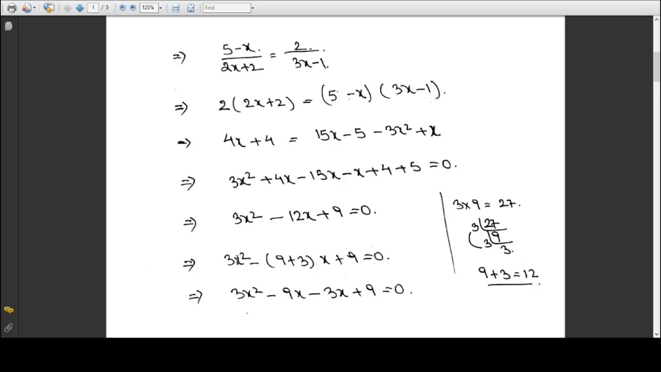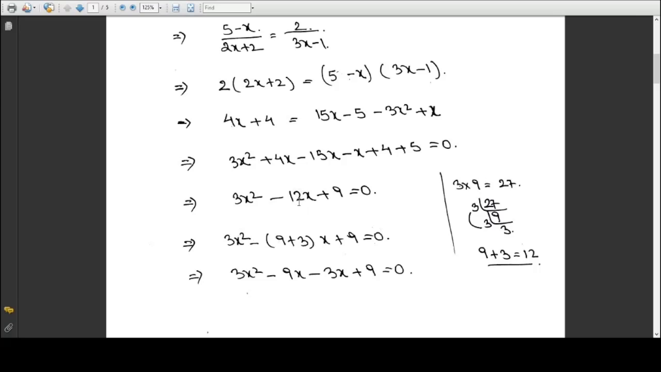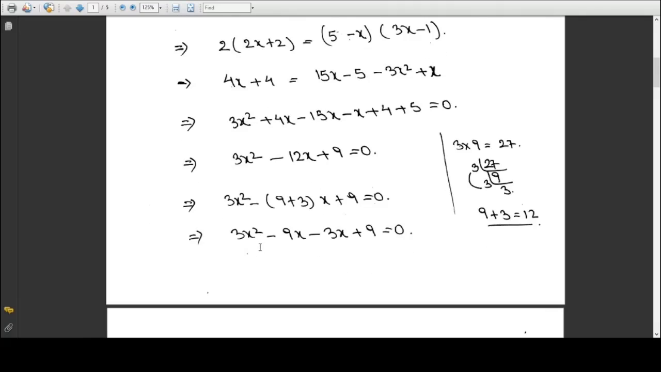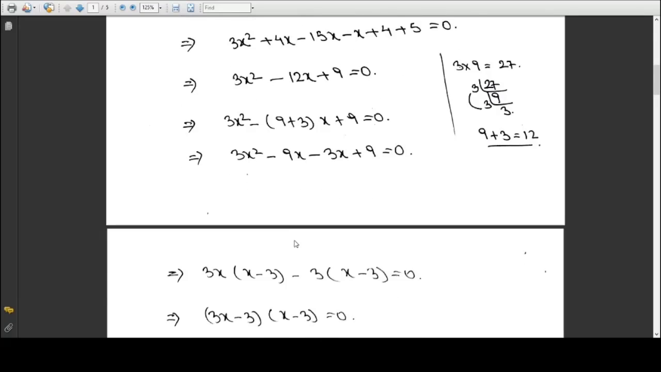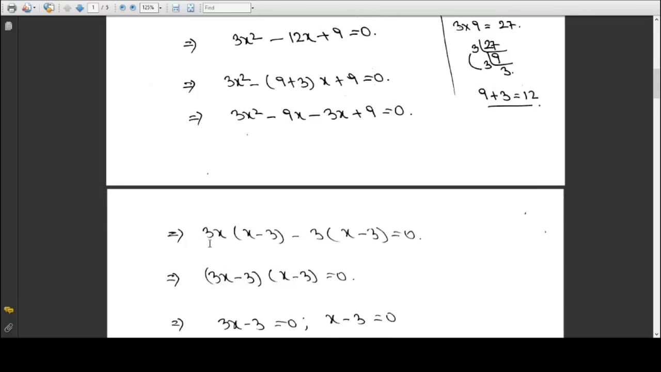Okay, now the next step, you simply write instead of 12x, 9x plus 3x. Then the next, minus with plus is minus, so there's minus 9x, minus with plus again minus 3x, plus 9 is equal to 0. The first and second terms have something common. 3 is common because 3 ones are 3, 3 threes are 9. x also is common because both the terms have x. This means we will take 3x as a common term. 3x multiply x is 3x square. 3x multiply 3 is 9x.